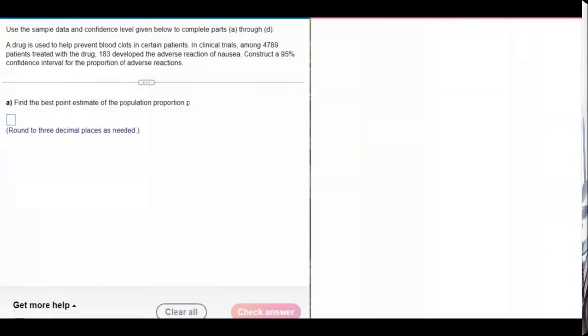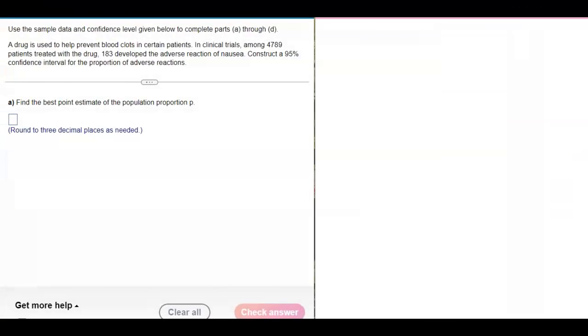In this video, we'll look at the example of building the confidence interval for population proportion manually and using StatCrunch. Let's read the example. Use the sample data and confidence level given below to complete 4 parts.